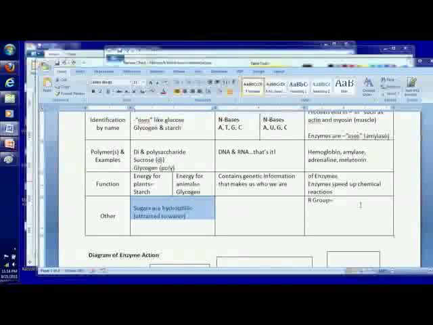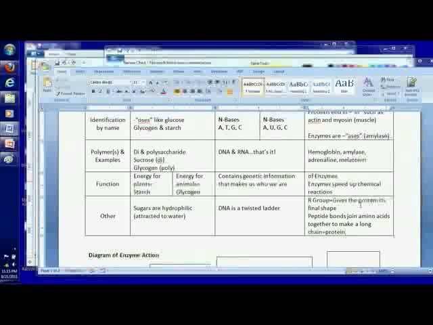Other things for carbohydrates. Sugars are hydrophilic. All carbohydrates are hydrophilic, maybe 99.999% of them. So that means they're attracted to water. DNA, just in general, is a twisted ladder shape.